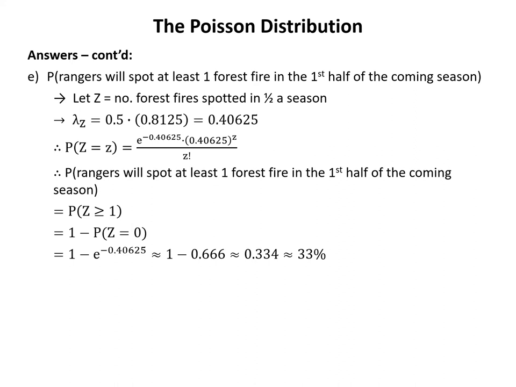Therefore, the answer to the question, which is the probability that the rangers will spot at least one forest fire in the first half of the coming season, is equal to the probability that z is greater or equal to 1. It's similar to the last two problems in that we can work out the probability for z equaling 0 and then just subtract it from 1. That gives us 1 minus e to the minus 0.40625, which rounds to 1 minus 0.666, which gives us 0.334, which rounds to the nearest percent to be 33%.